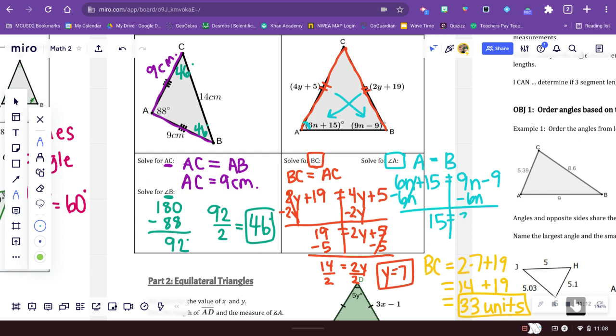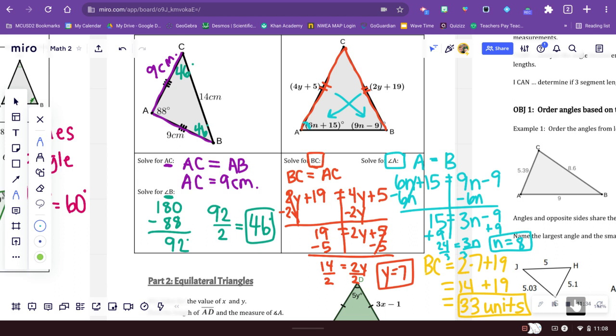And that's going to give me 3n minus 9. And then add 9 to both sides. So 3n is equal to 24. And I'm running out of room, but last step, divide by 3. And so n equals 8.